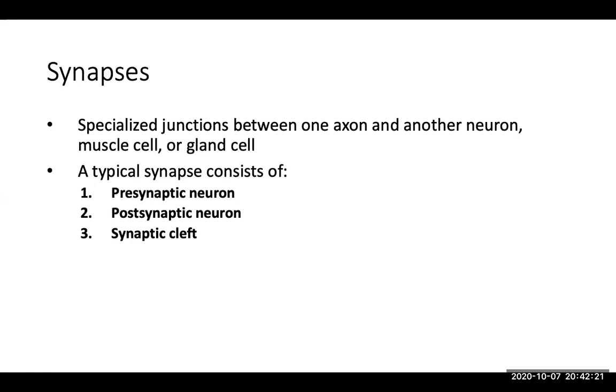A typical synapse consists of the presynaptic neuron, where the nerve impulse will end at the axon terminals, the postsynaptic neuron, which will be the nerve that receives the nerve impulse and will continue to pass it along, and the synaptic cleft, which is the jelly-like or fluid-filled space between the two.